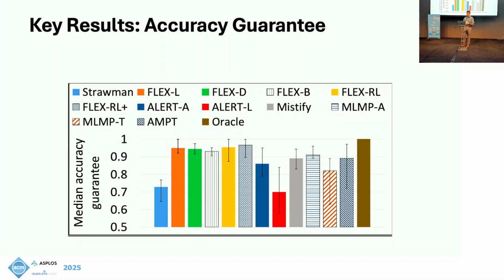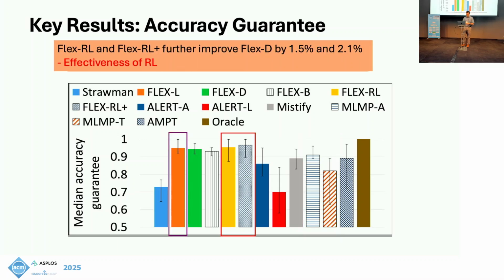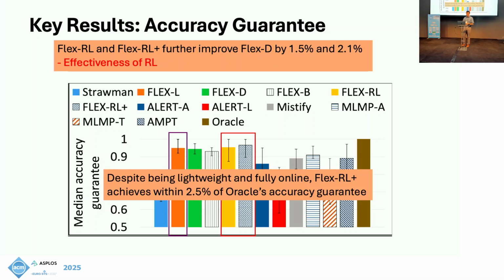Next, we evaluate the accuracy guarantee. Flex D and Flex B outperform MLMP baselines by up to 27% thanks to the input awareness. Flex L and Flex RL Plus further refine accuracy, with Flex RL Plus achieving results within 2.5% of oracle while remaining fully online.